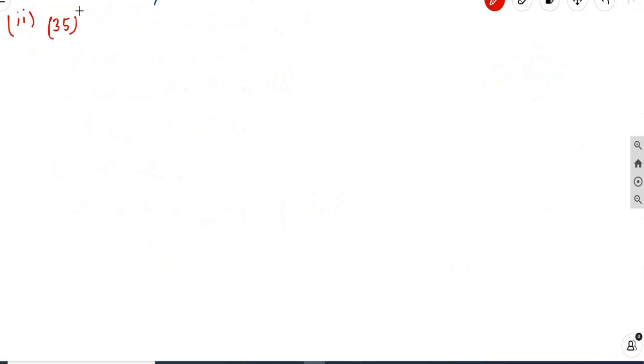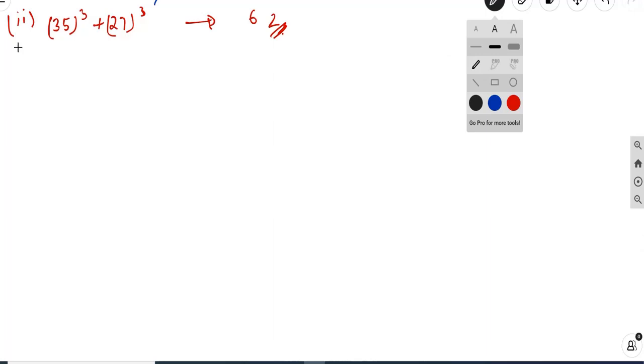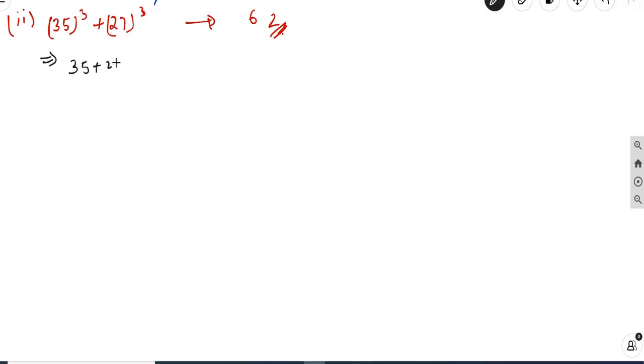35 cube plus 27 cube, is it divisible by 62? You have to check. If you see, this is a very easy problem actually. It is in the form of a cube plus b cube. So if I apply this identity, this becomes 35 plus 27, open the bracket, 35 square minus 35 into 27 plus 27 whole square.